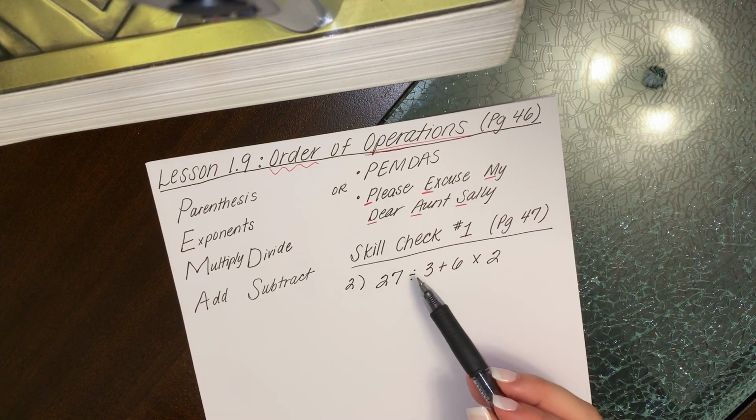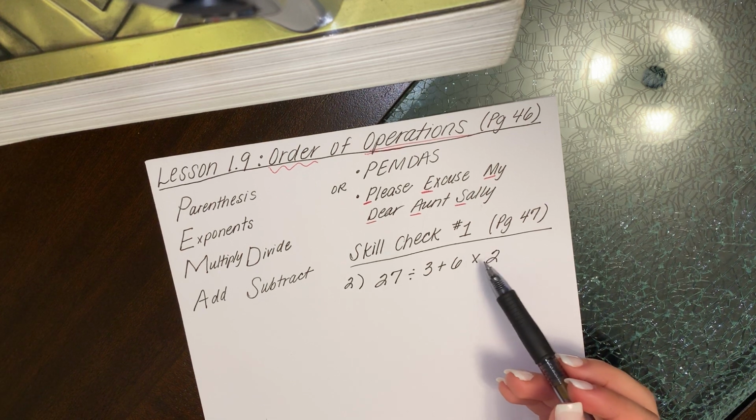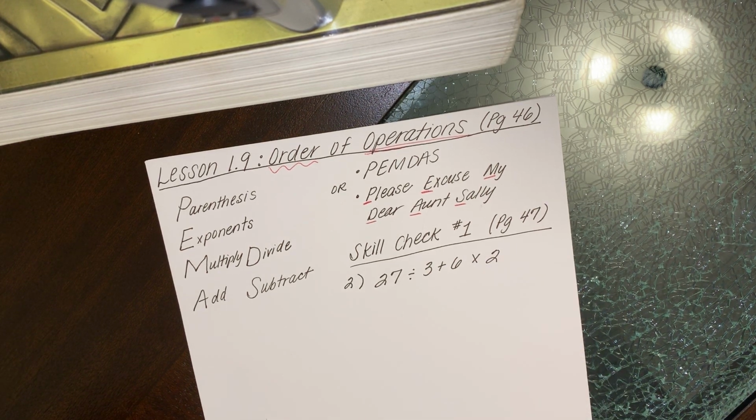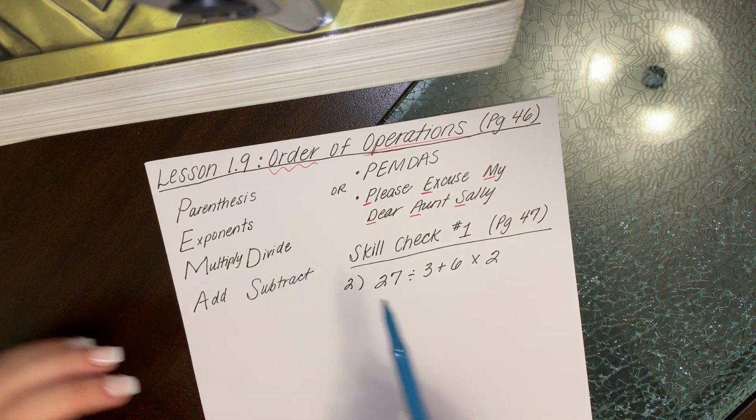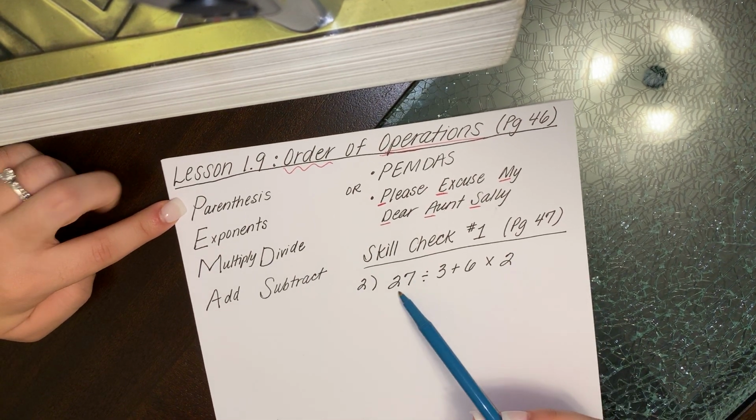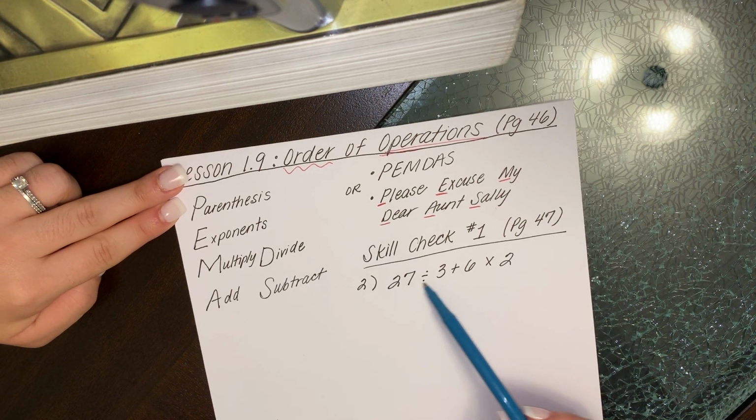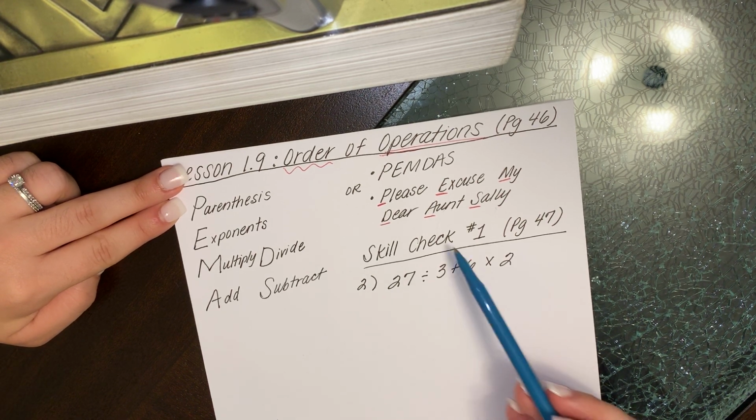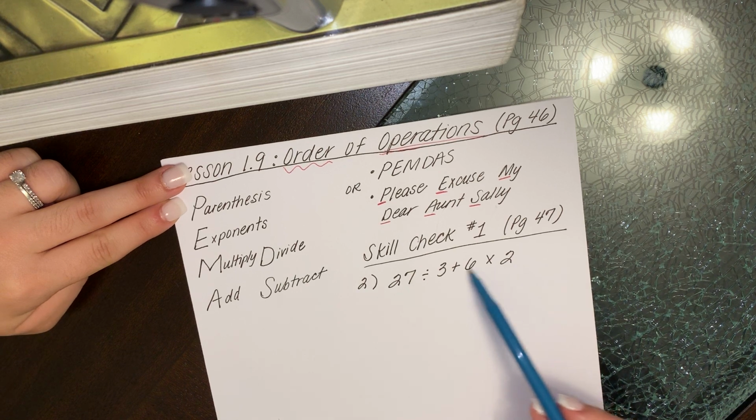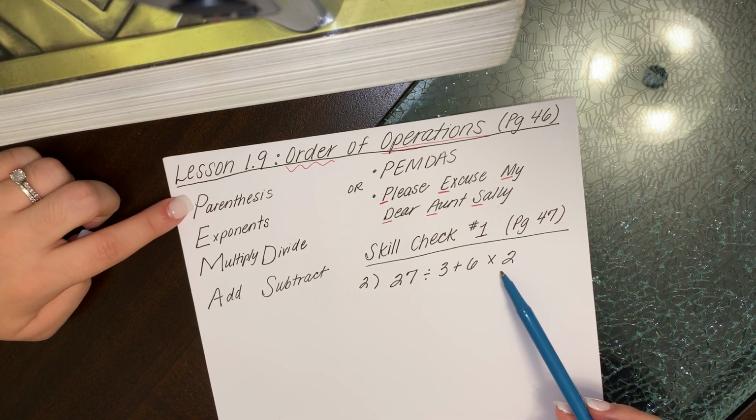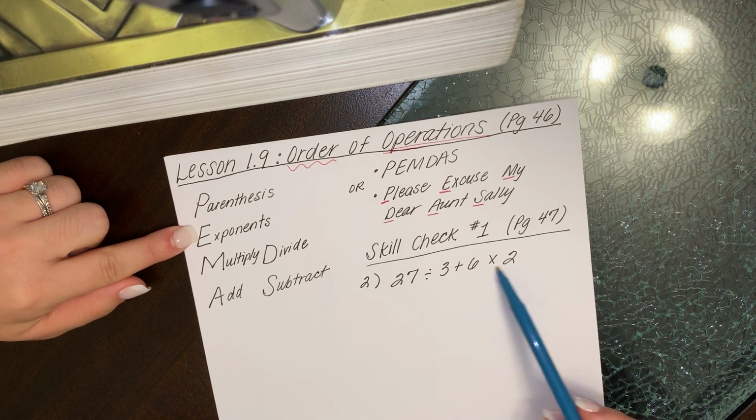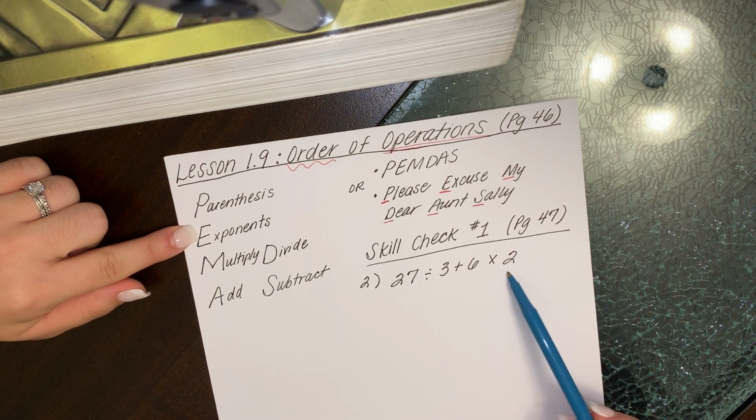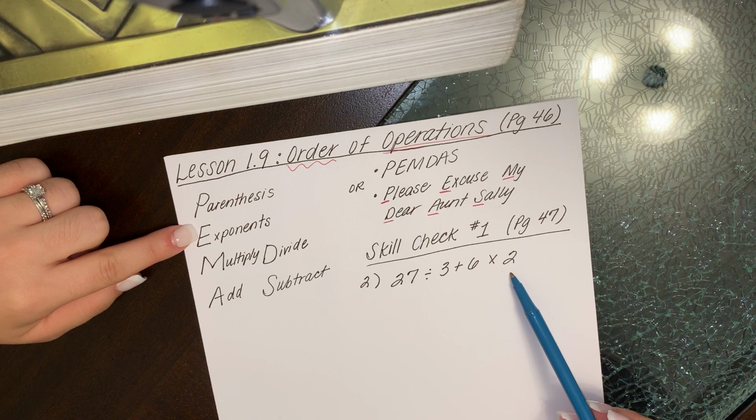And again, you're probably wondering, how do I know, am I supposed to add first? Am I supposed to multiply? Am I supposed to divide? Well, a quick way to go about it, the best way I can explain it to you, go in order, follow parentheses. Do you guys see any parentheses here for number 2 on your skill check 1? I don't. So I already know that I don't need to do this step. The next step is exponents. Do you see any exponents? I don't. Let's go on to the next part.